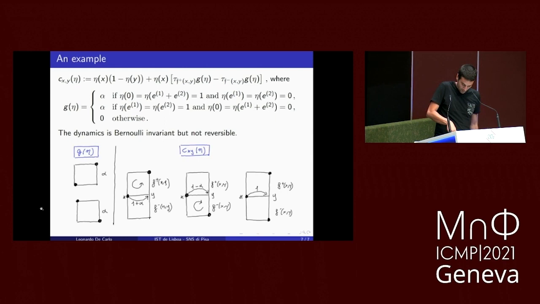For example, I consider this bond x, y, I have a jump from the left to the right, and I find the particle in this other corner, then the rate will be 1 plus alpha. If I find the particle on the bottom right corner, it will be 1 minus alpha. It's just 1 if I have a particle on both. The interpretation is that whenever this kind of configuration is here, the particle will like more to rotate anticlockwise than clockwise. Okay, maybe we can discuss later.